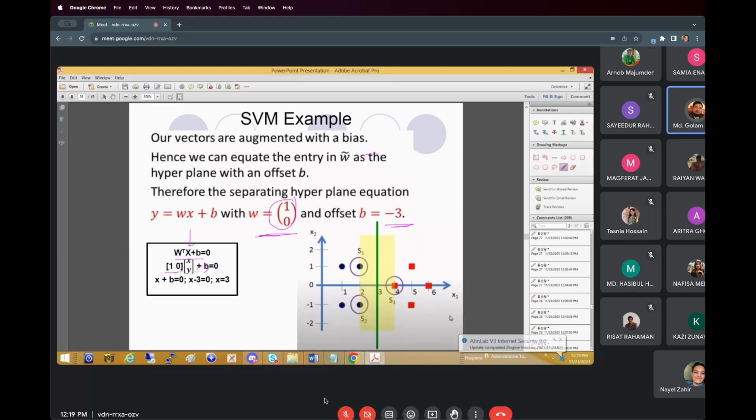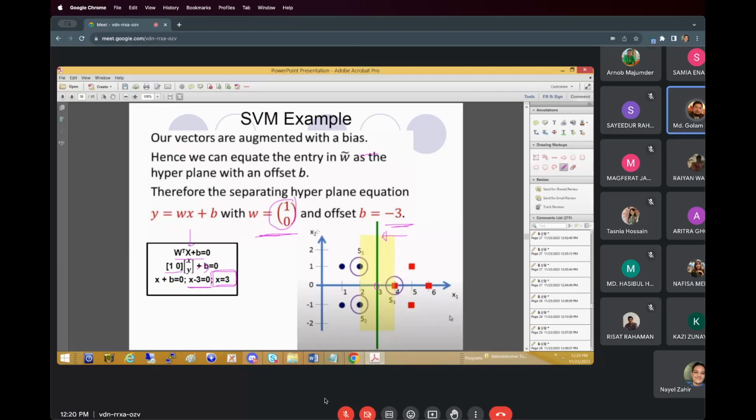So x minus 3 equals 0. It means x equals 3. So this will be our hyperplane equation, and we know that x equals 3 is parallel to our y-axis. So this is the equation. This is our hyperplane. In this case, we can see that at the point 3, this is a line parallel to our y-axis.